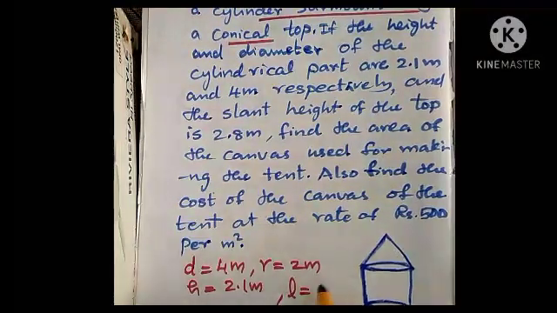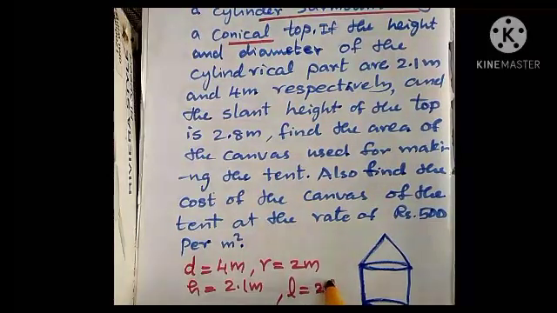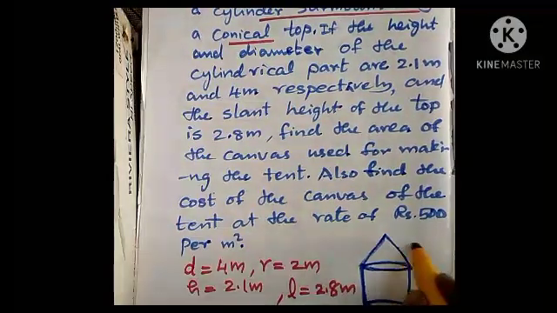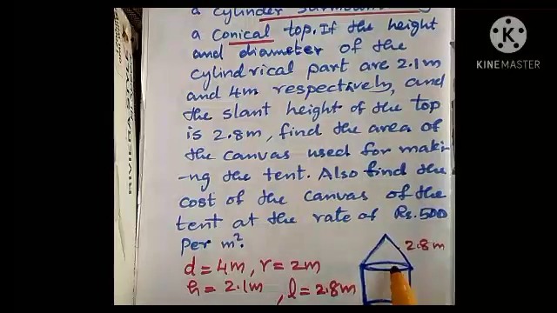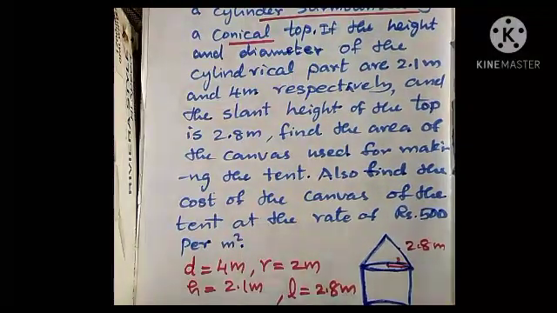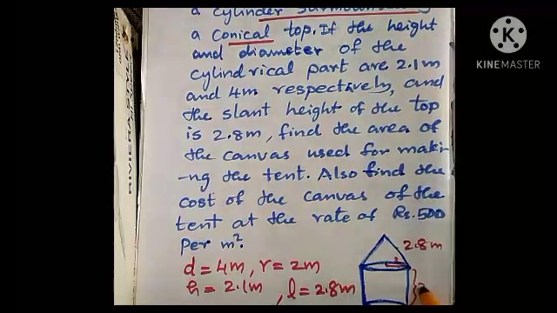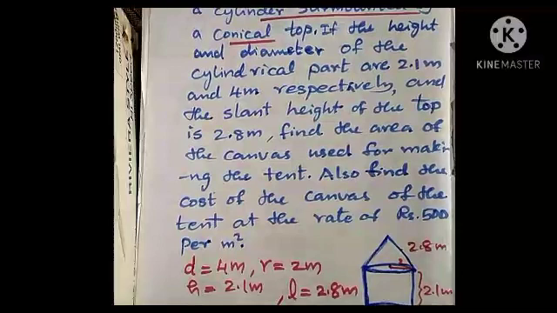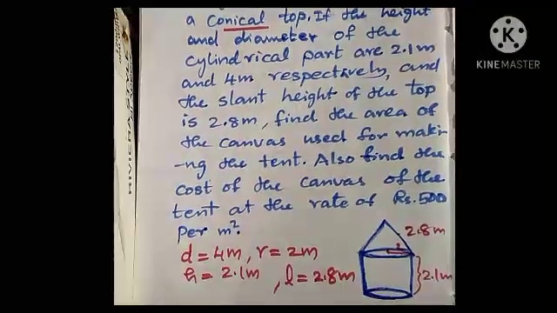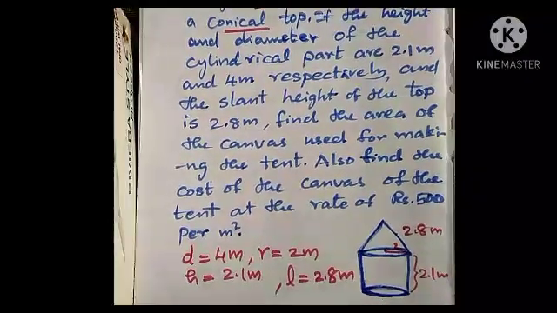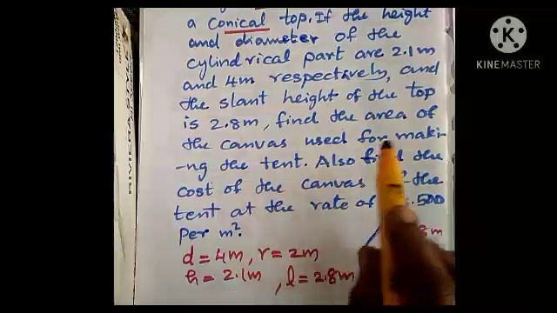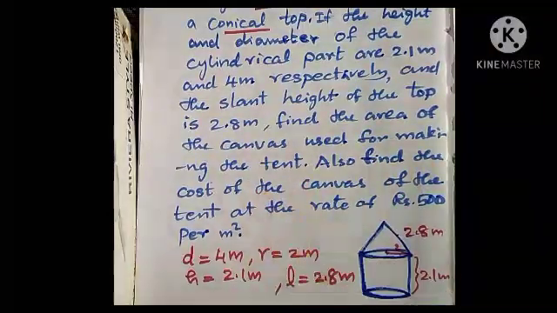L equal to the slant height of the cone is 2.8 meters. So this measures 2.8 meters, and here you can see the radius. What's the radius? 2 meters, and the height is here, it is 2.1 meters. Understand? That is given. Now we need to find the area of the canvas used for making the tent.